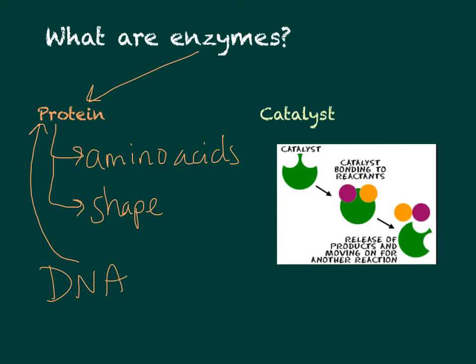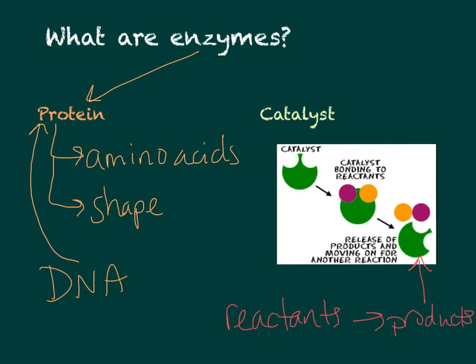Enzymes are also called catalysts. A catalyst is a chemical. Remember that life is chemistry. So a catalyst is a chemical that is not actually used up in a chemical reaction. In previous science classes, you learned that every chemical reaction begins with reactants and ends with products.